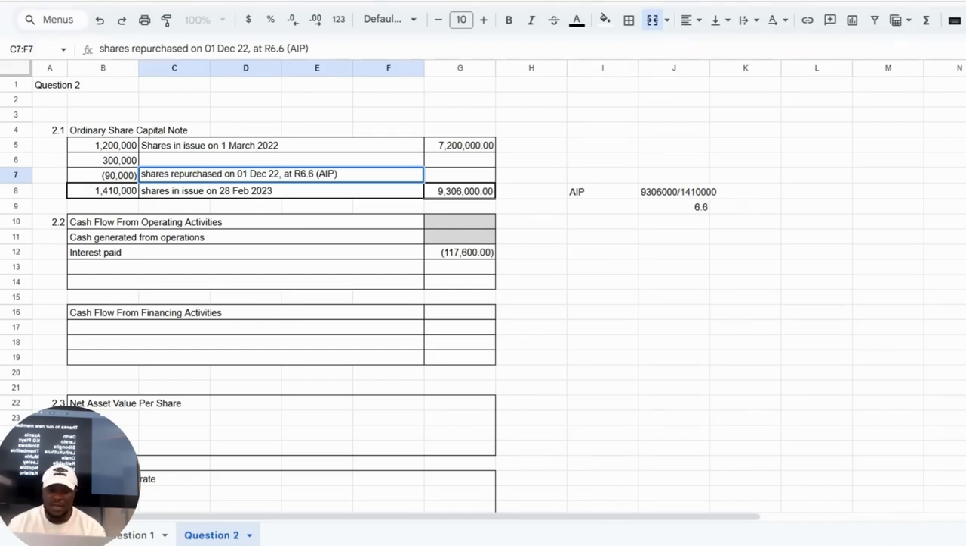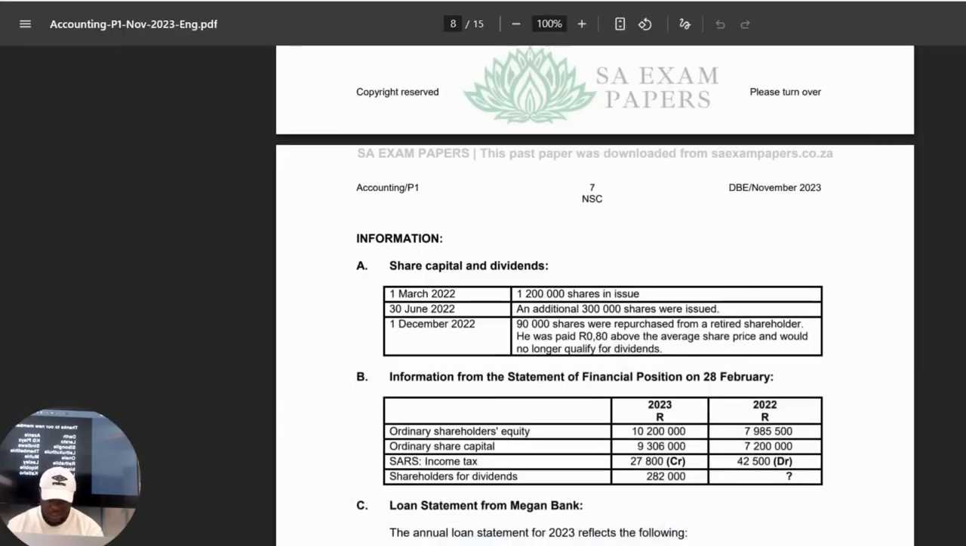Okay, so then if that is our average issue price, we can then basically take the 90,000 and multiply by 6.6. So 90,000 multiplied by 6.6 works out to 594,000. Now let's remember that this would be negative, right? Because it would decrease our share capital. And then we would be left just with one amount to basically fill it out.